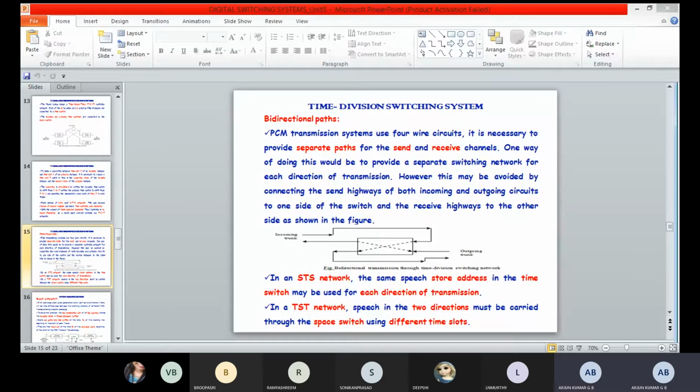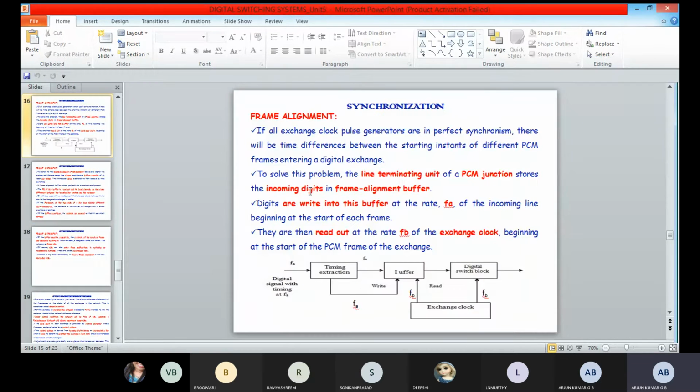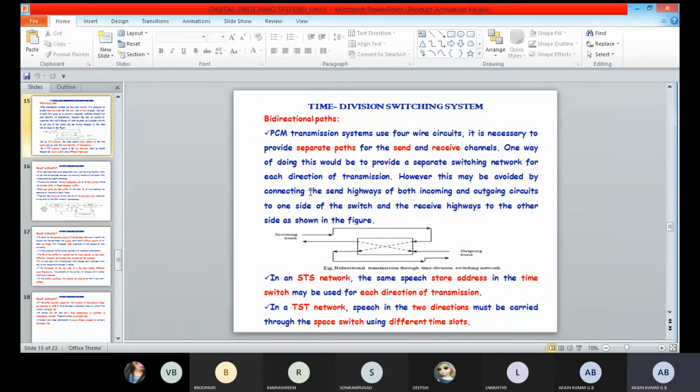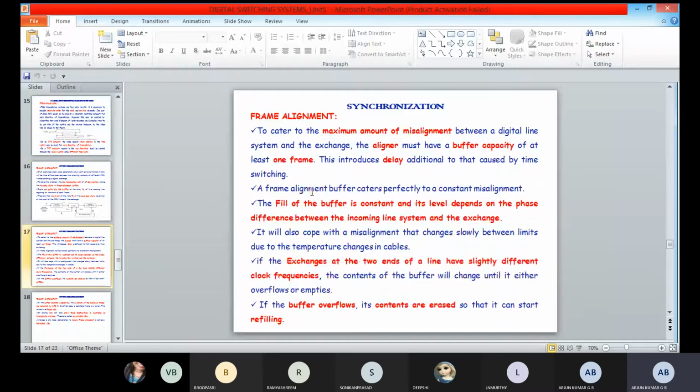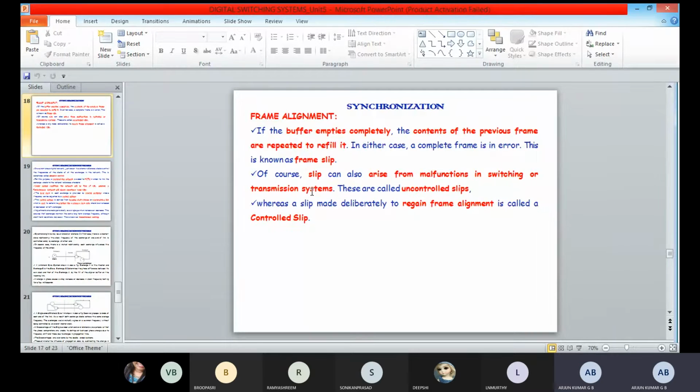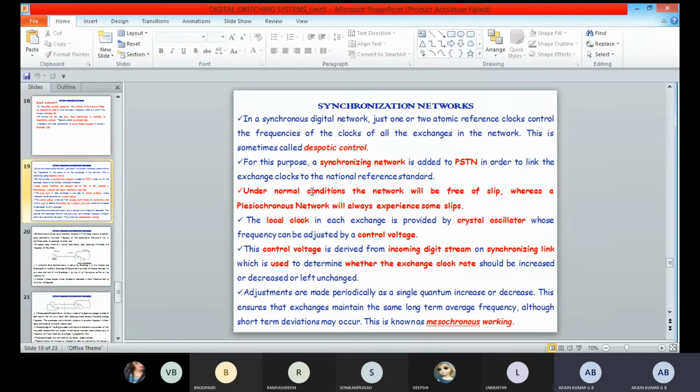Clear about this? Any doubt regarding this? Okay. Then the next important topic: synchronization network.